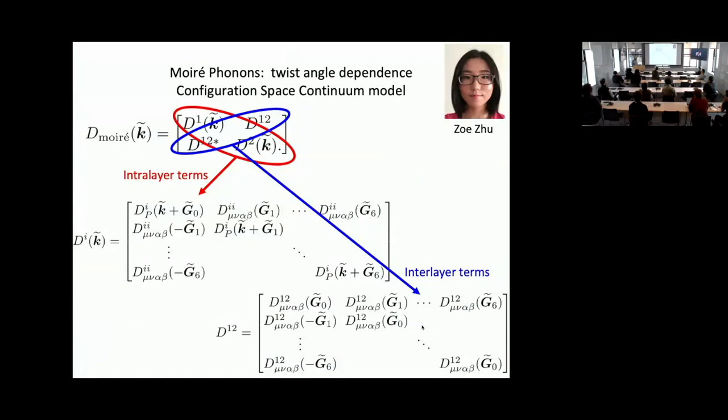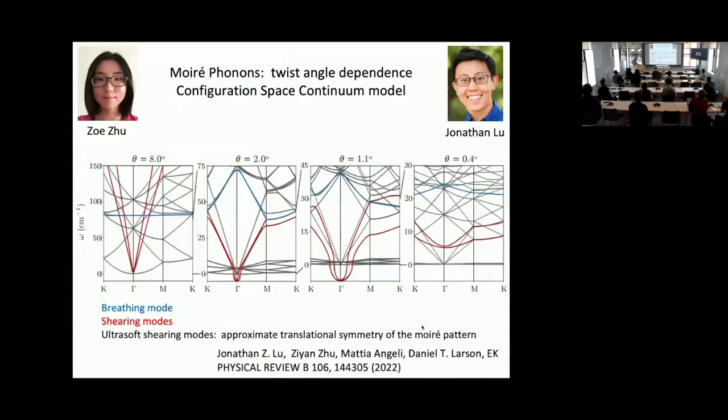phonons. You can construct a moiré Hamiltonian for the phonon degrees of freedom. The diagonal are from individual layers. The off diagonal are the interlayer interaction terms. The same kind of situation, and you can produce phonon bands for different twist angles using this idea. So this is the work of Zoe and an undergraduate student working in my group, Jonathan Liu.